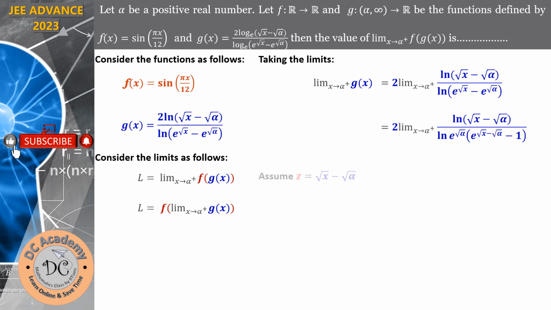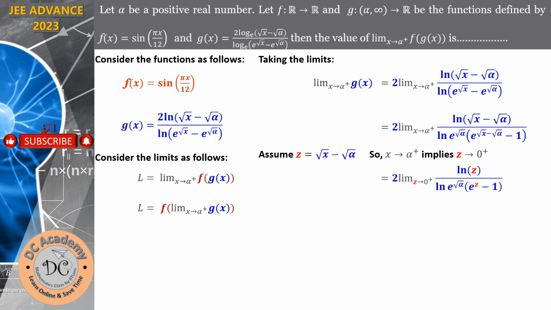Now we just go ahead and take z is equal to square root of x minus square root of alpha and just replace that. Before replacing, we can easily understand if x tends to alpha plus, therefore z tends to 0 plus. So therefore our limit will be 2 times the limit as z tends to 0 plus of ln z divided by log of e to the power square root of alpha times e to the power z minus 1.